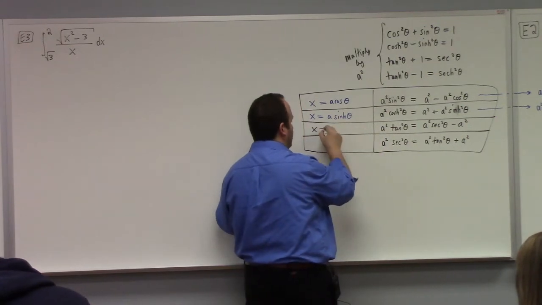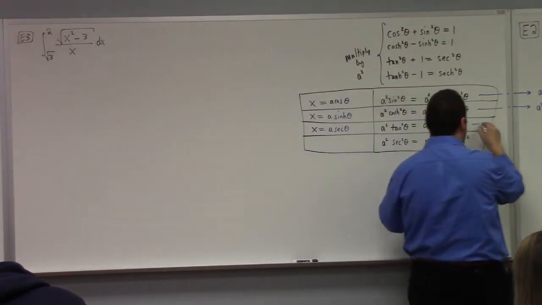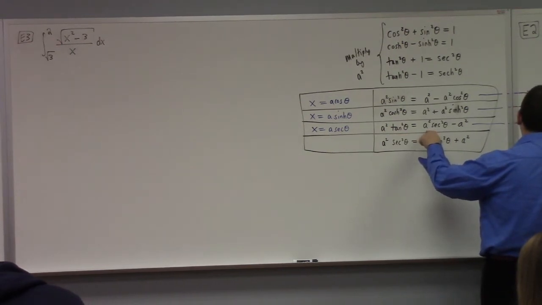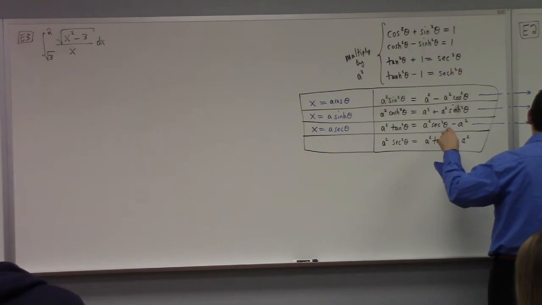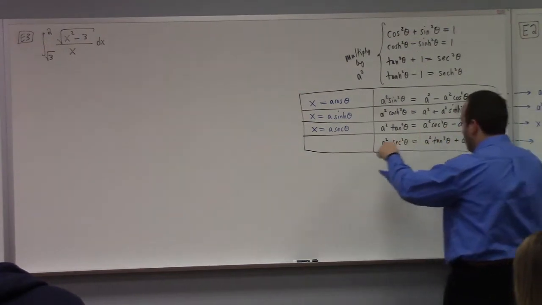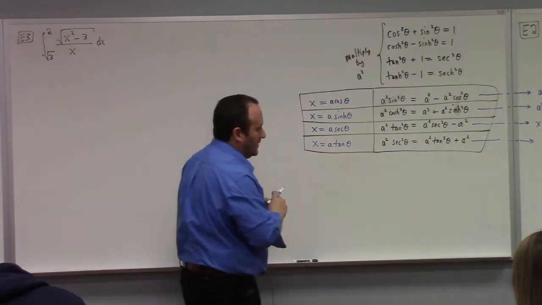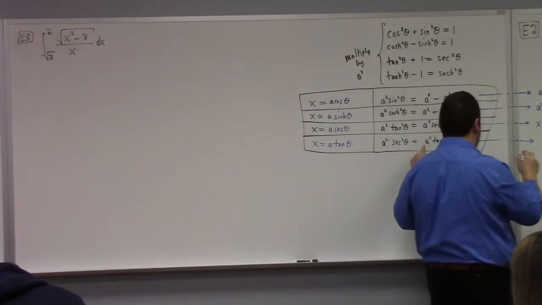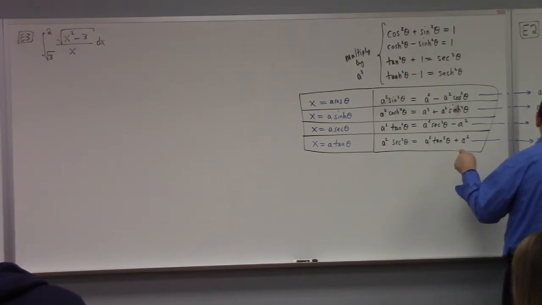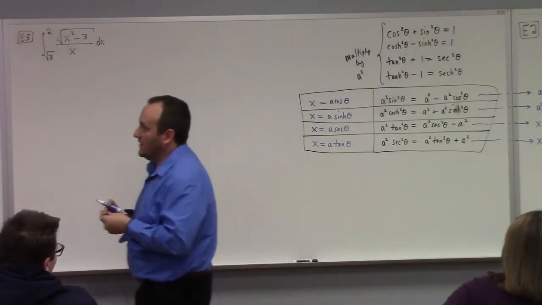So here I would put x equals to, what we got, a secant theta. That earns me the following substitution. That earns me that x squared minus a squared is equal to a squared tangent squared theta. And finally, the last one would correspond to a choice of x equals to a tangent theta. And that earns me the following substitution, that x squared plus a squared is equal to a squared secant squared theta.